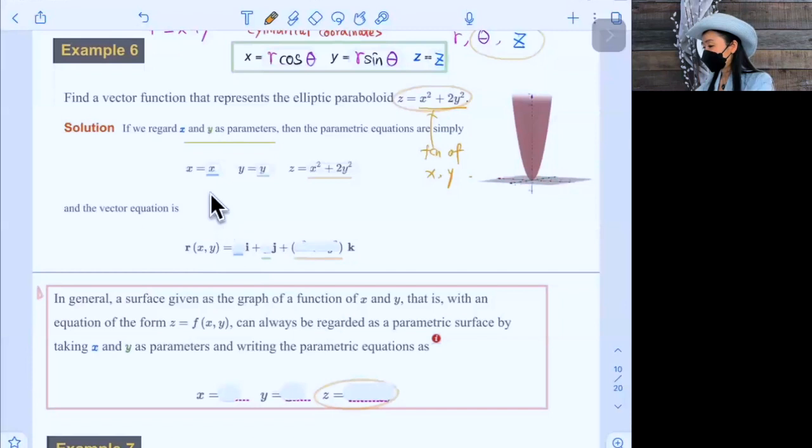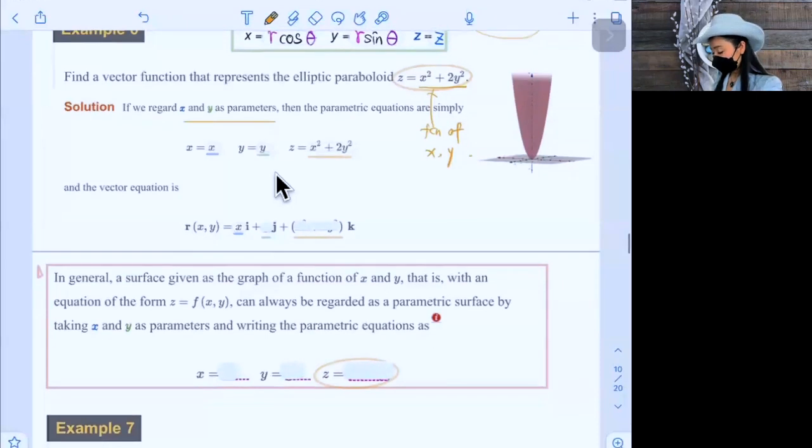What should I put over here? After you get the parametric equations, then you can just put this in each component, right? So the x component will be this x, the second component will be this y, and the last one here is this x squared plus 2y squared. So that will be a very easy way to parameterize this surface and to find this vector function. Okay. Question?